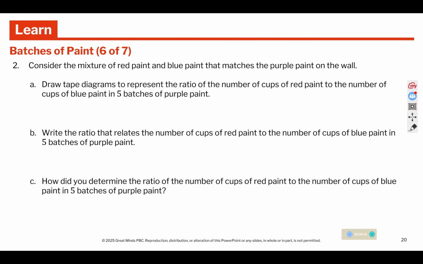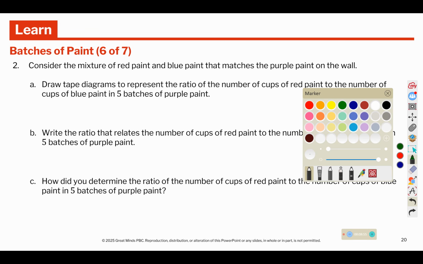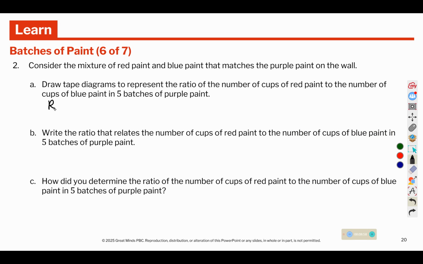It says, consider the mixture of red paint and blue paint that matches the purple paint on the wall. Draw tape diagrams to represent the ratio of the number of cups of red paint to the number of cups of blue paint in 5 batches of purple paint. We're going to start with that same setup of the tape diagrams. We have red with 3 boxes and blue with 4 boxes. Because we want 5 batches, we're going to fill the boxes with the number 5.